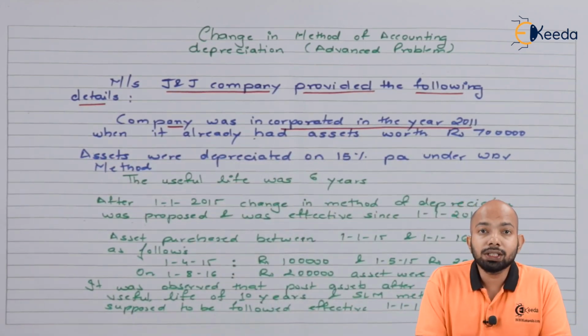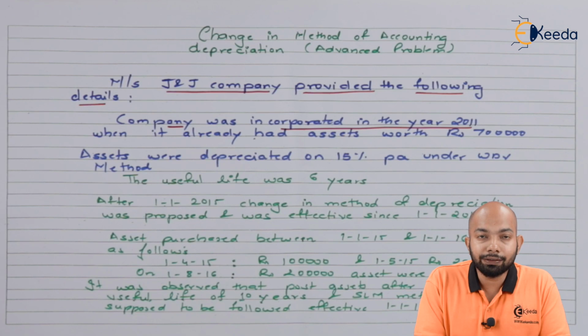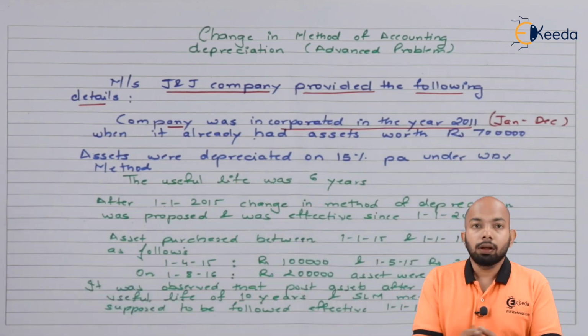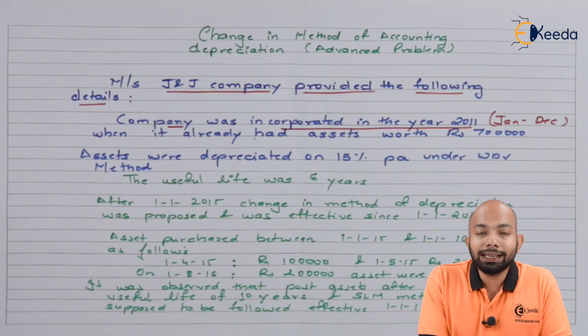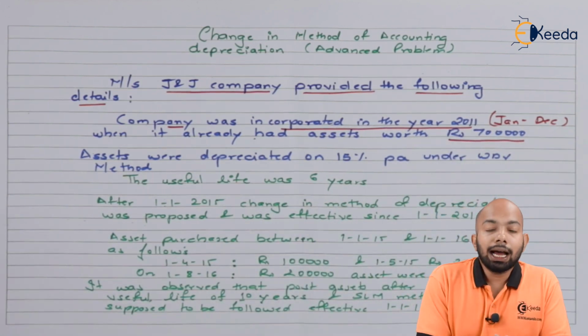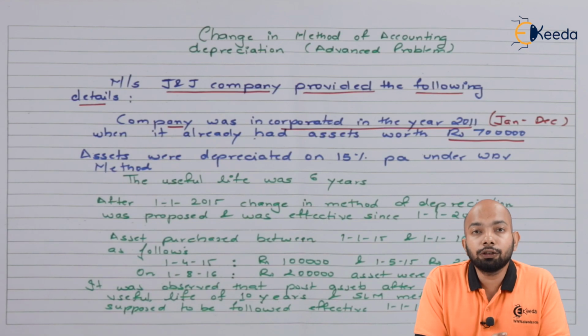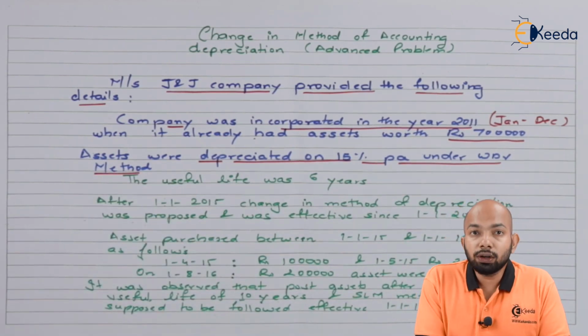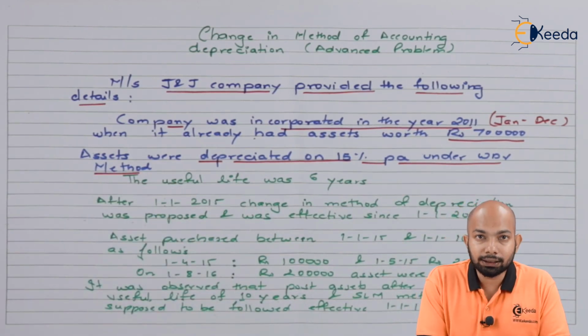Mrs. J&J Company was incorporated in the year 2011. The financial year has been considered from Jan to December. When it was incorporated, it already had an asset worth rupees 7 lakhs. Assets were supposed to be depreciated at the rate of 15% on WDV method. The useful life of the asset was considered as 6 years.